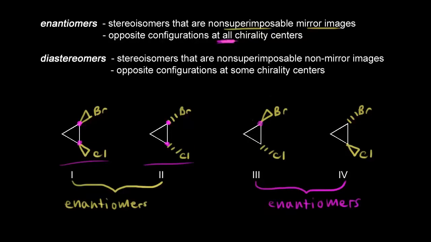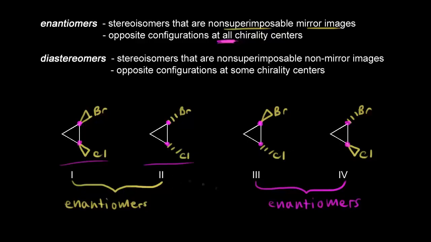So at this chiral center, we have bromine on a wedge, and over here we have bromine on a dash. At this chiral center, we have chlorine on a dash, and over here we have it on a wedge. So we have opposite configurations at both chirality centers.